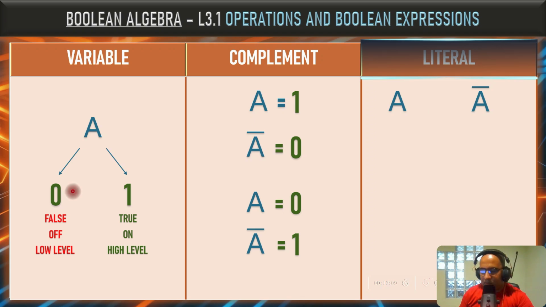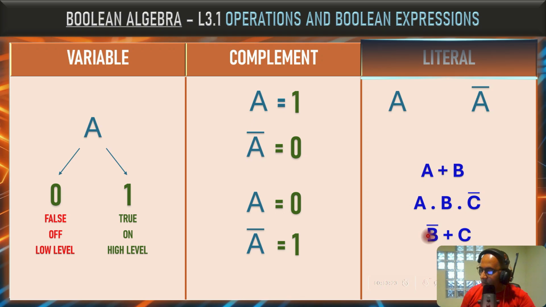Let's look at some examples. A plus B, sum of two literals. A times B times C negated, multiplication of literals. Notice that C negated is also a literal. B bar, or B negated, plus C. Another example with two literals.